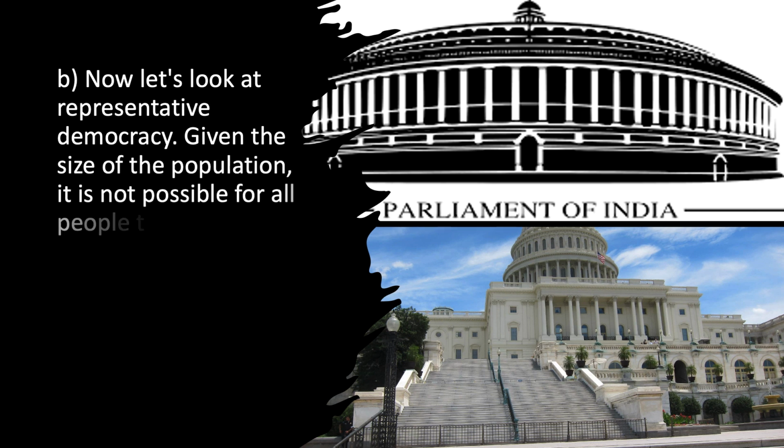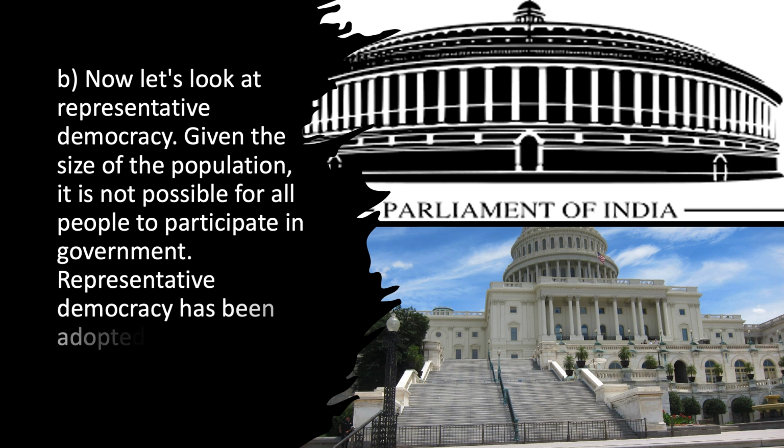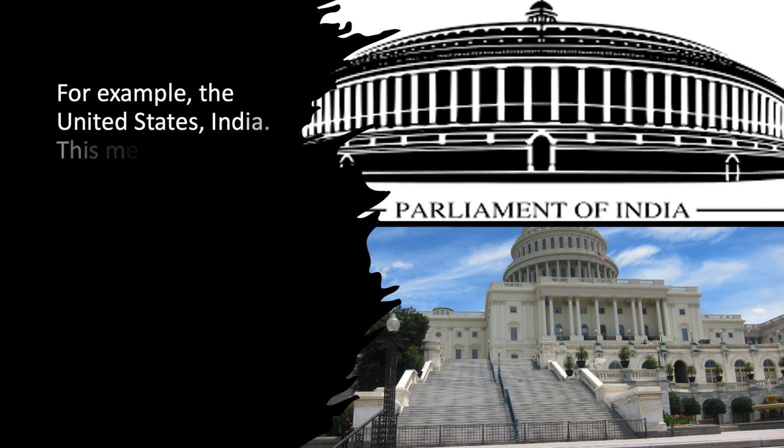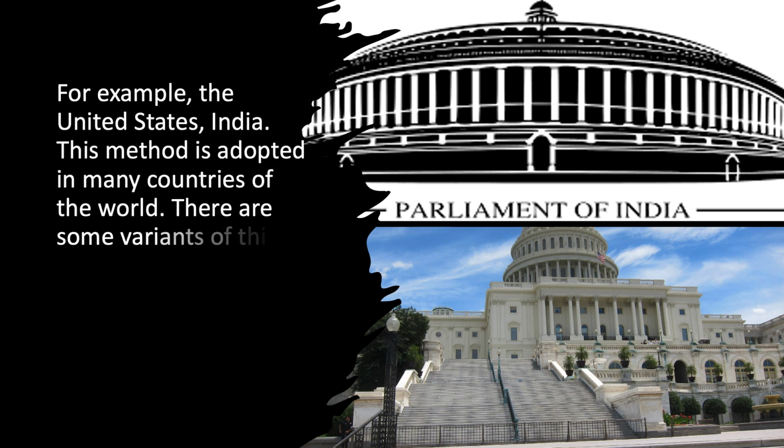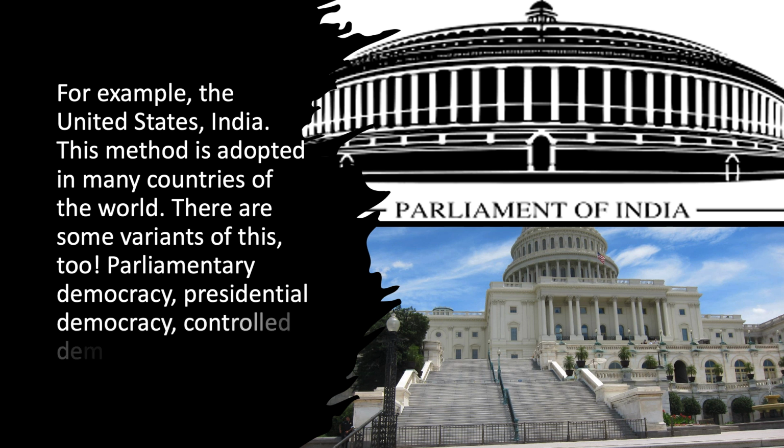Now, let's look at representative government. Given the size of the population, it is not possible for all people to participate in the government. For example, India. Therefore, representative democracy has been adopted there. For example, the United States and India have a representative democracy. This method is adopted in many countries of the world. There are some variants of this too: parliamentary democracy, presidential democracy, controlled democracy, guided democracy, etc.